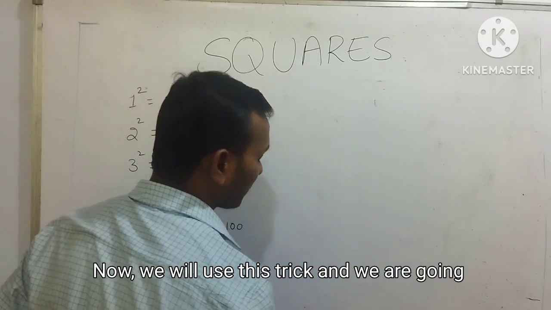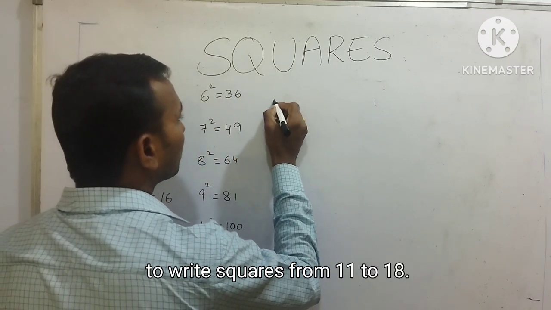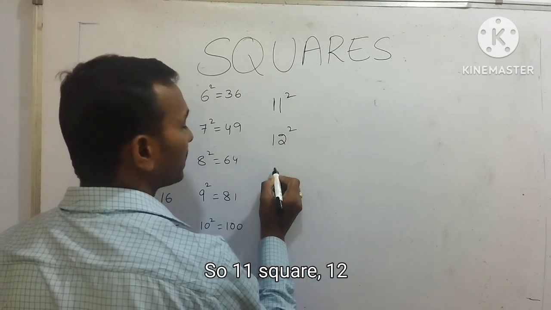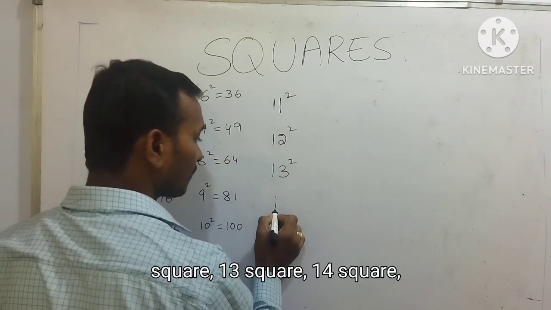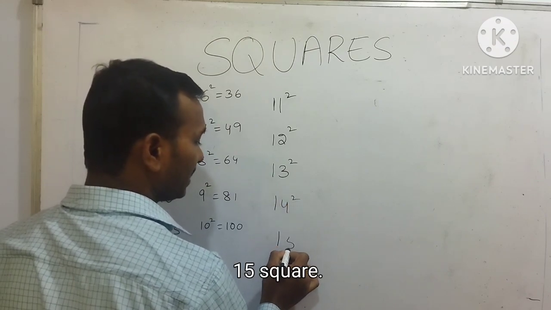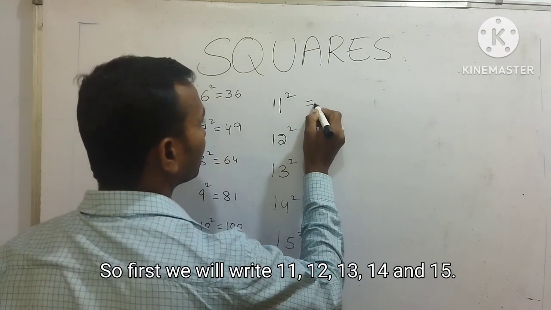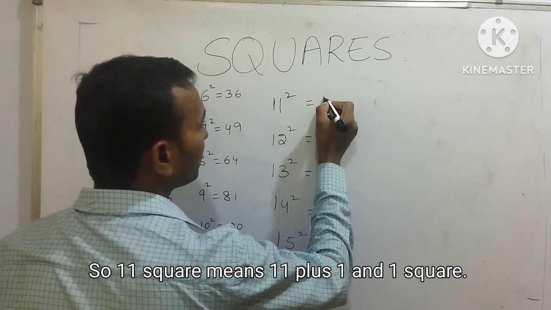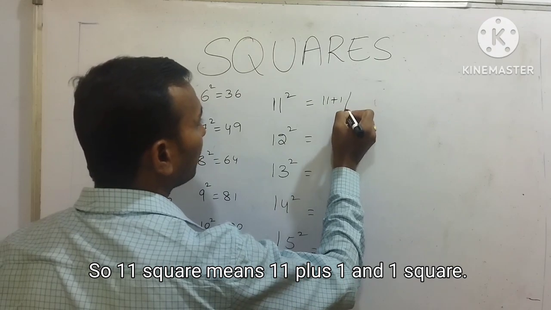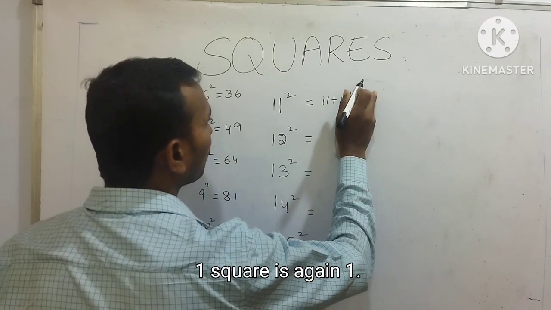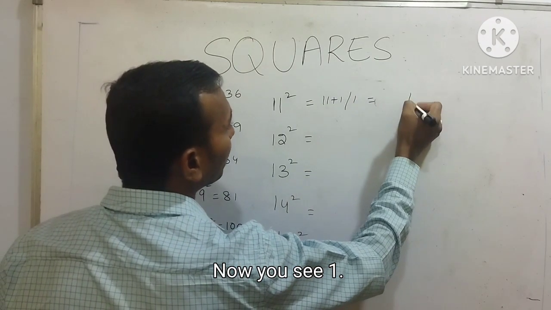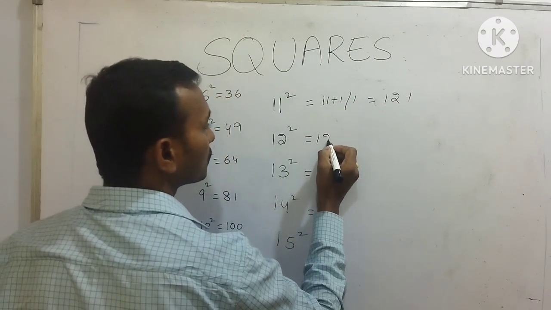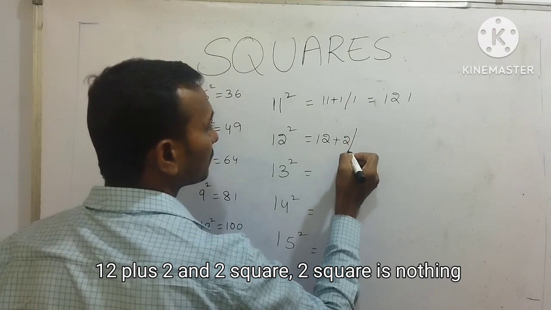Now we will use this trick and we are going to write squares from 11 to 90. So 11 square, 12 square, 13 square, 14 square, 15 square. So first we will write 11, 12, 13, 14 and 15. So 11 square means 11 plus 1 and 1 square. 1 square is again 1. Now you see 11 plus 1 is nothing but 12. 121.